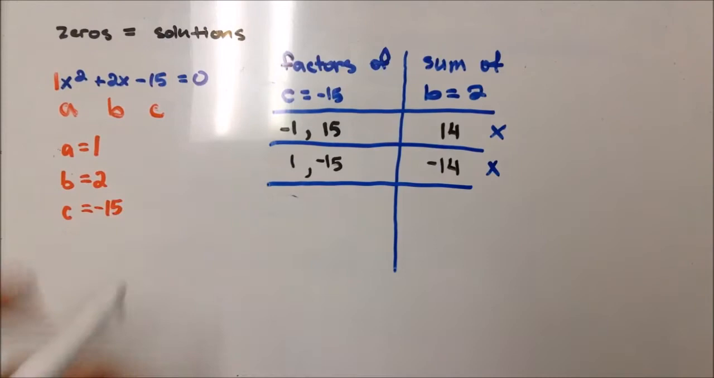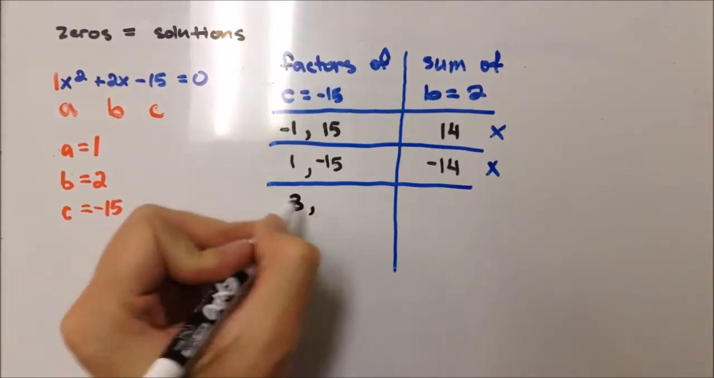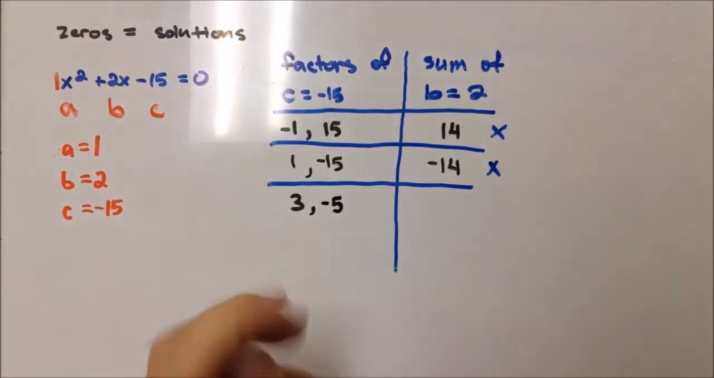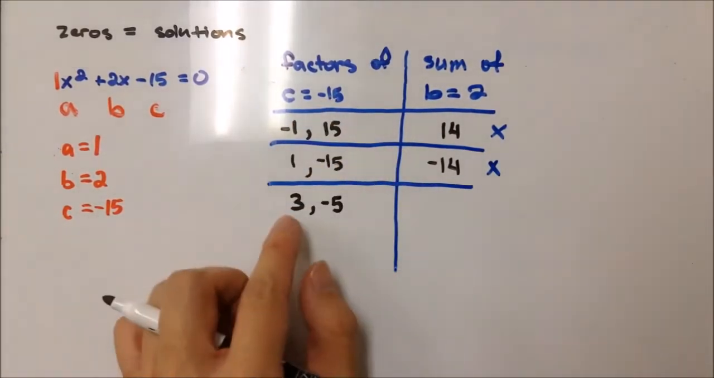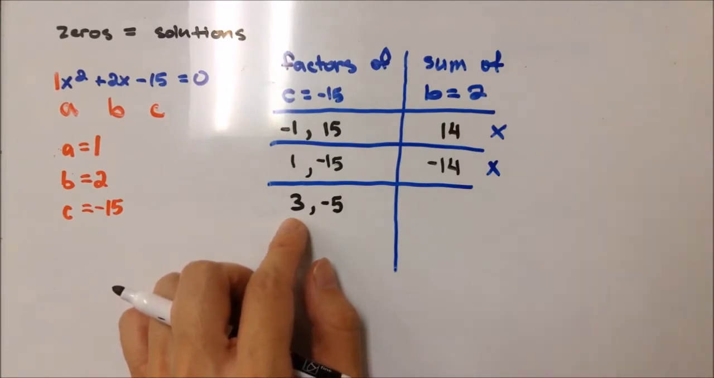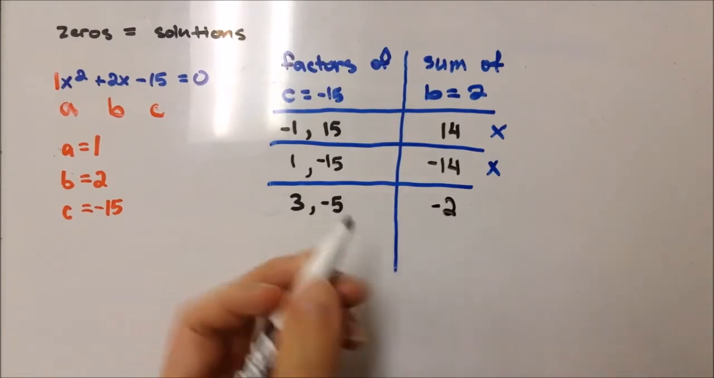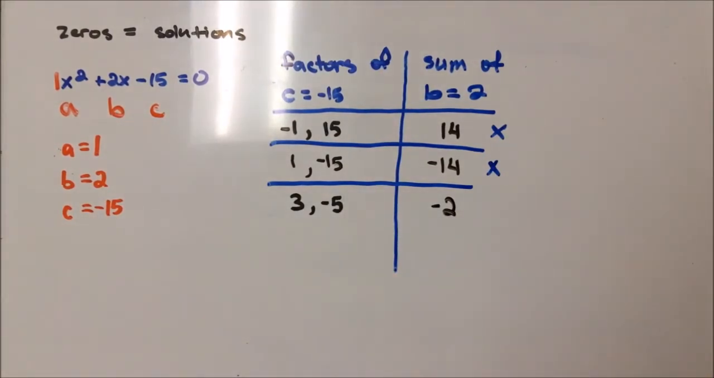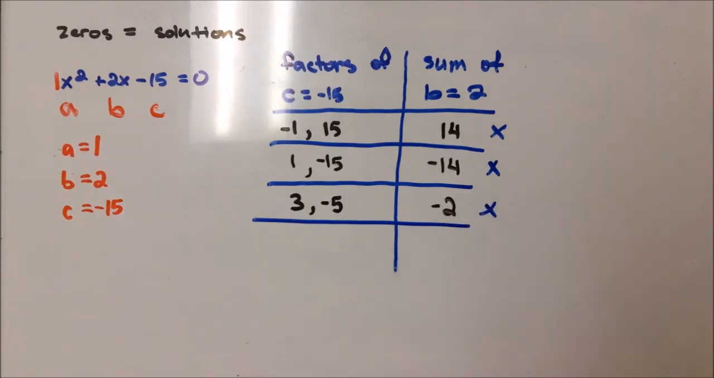Hold on. Let me switch to black. 3 and a negative 5. So 3 times negative 5, that will give us negative 15. But what's the sum between these two? A positive 3 and a negative 5. Well, the sum would be negative 2. Well, it's close. It's close, negative 2 and 2. But we still cannot use it. So I'm going to mark X.